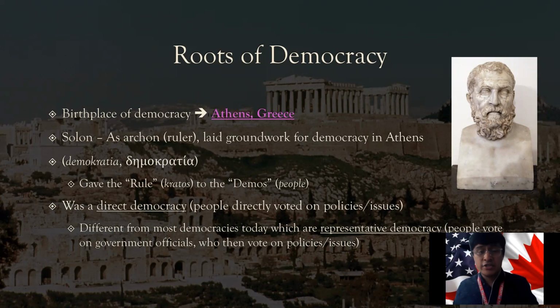Now, in Athens at the time, this was a direct democracy. This is not anything like what we have today in most other democracies in modern times. In a direct democracy, the actual citizens directly voted on certain policies and issues. Like, hey, y'all want to go to war? They just opened up a ballot or a voting area, and that's what the citizens would do in Athens, Greece. That's not really the case nowadays.